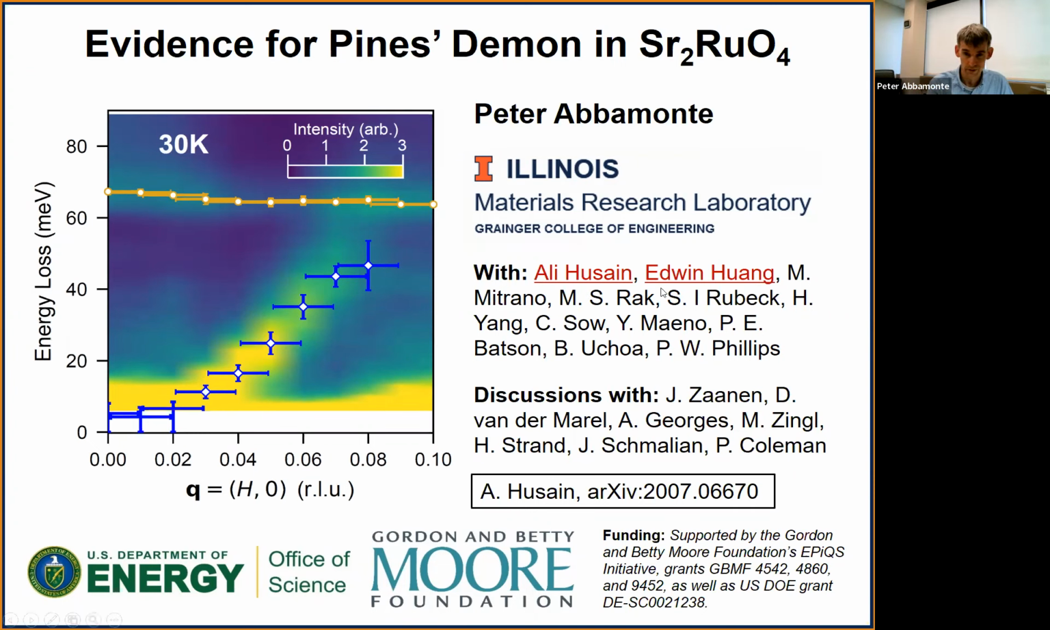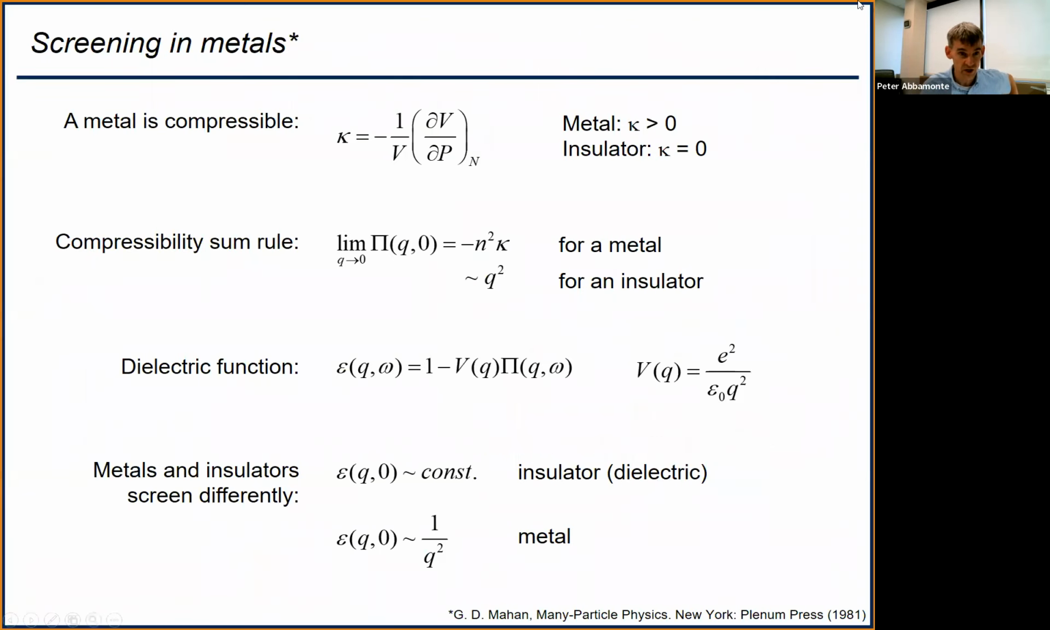And I'm going to show you theory calculations, RPA, from a postdoc named Edwin Huang. Anyway, we saw this excitation back in 2018. It took a while to figure out what it is, and it turned out to be this demon mode. So I'm going to start from the very beginning and just talk about the basics of screening in metals and what that has to do with its collective modes.